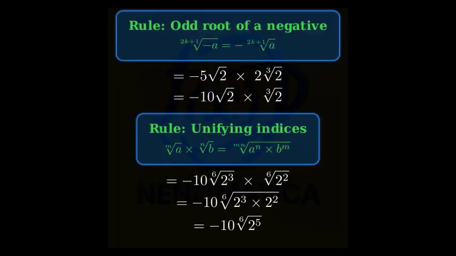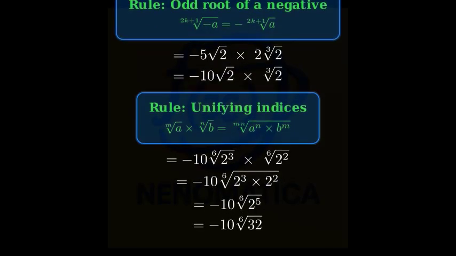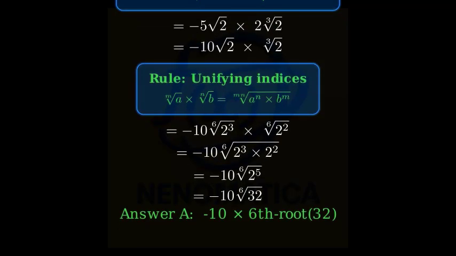Add the exponents inside the radical. Finally, rewrite 2 to the 5th as 32 for a clean final form. Therefore, the simplified form of problem A is -10 times the 6th root of 32. Problem B. Simplify the product of the cube root of 4 and the square root of 2.